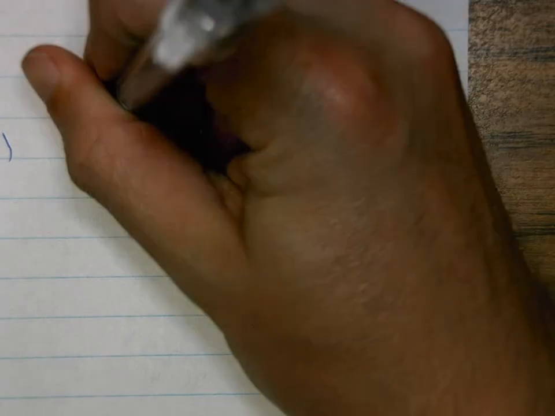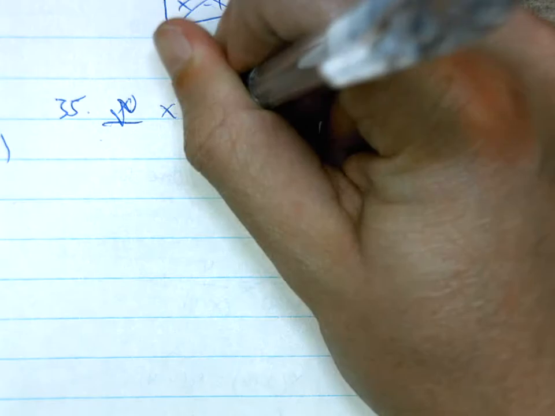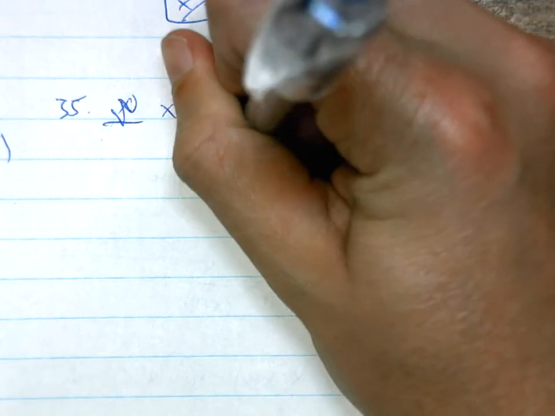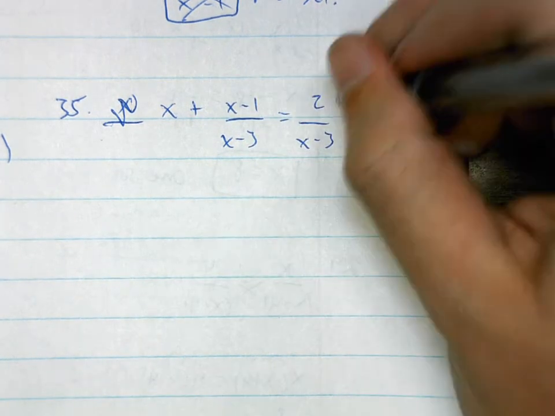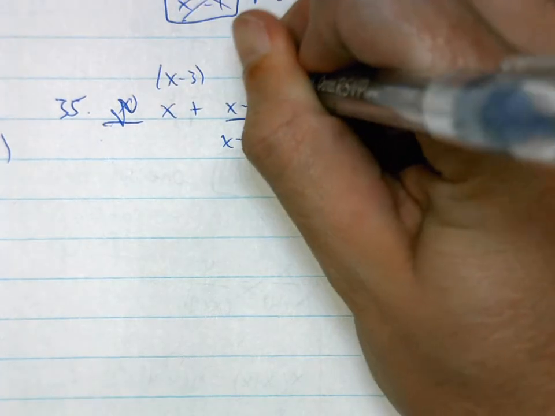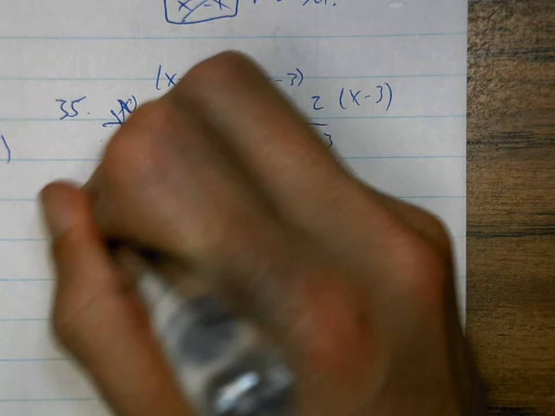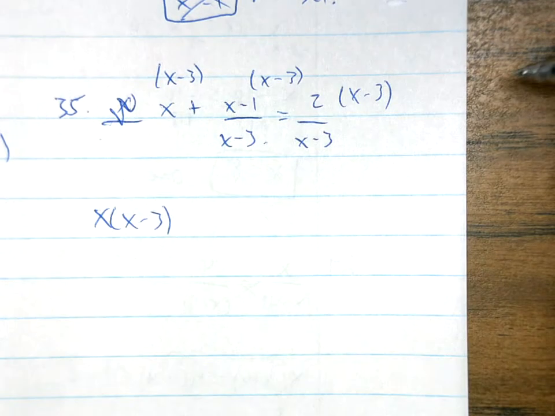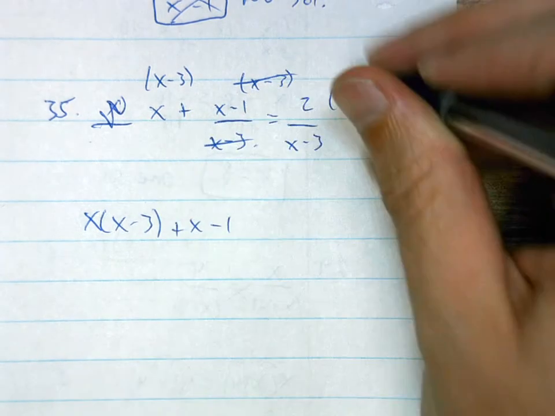For 35, we have x plus x minus 1 over x minus 3 equals 2 over x minus 3. Want to get rid of the x minus 3, so everything gets multiplied by it. So we get x times x minus 3. Those cancel, and we get plus x minus 1 equals 2.